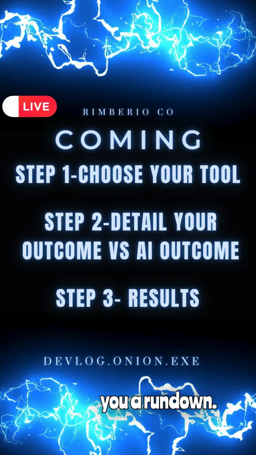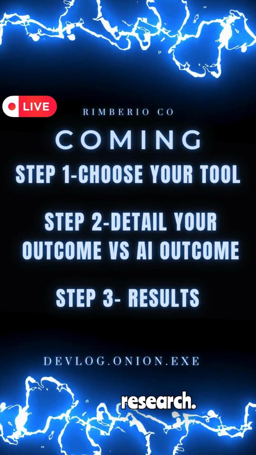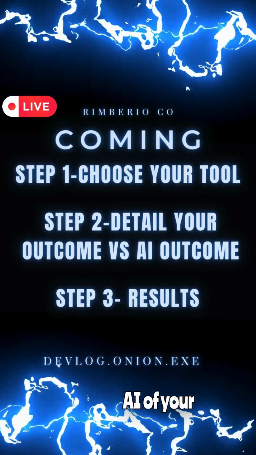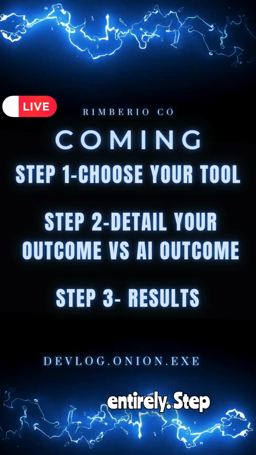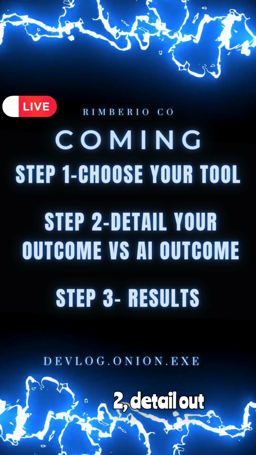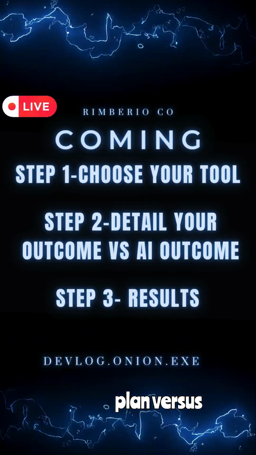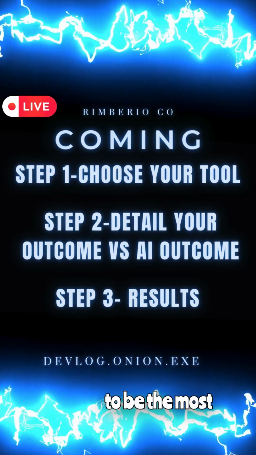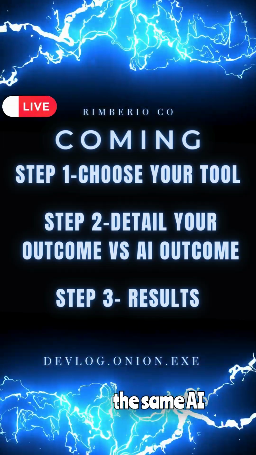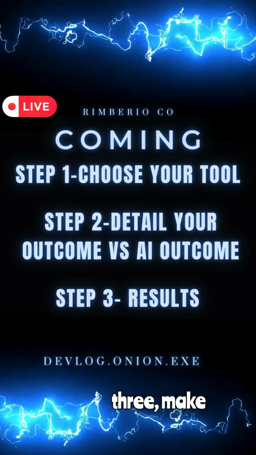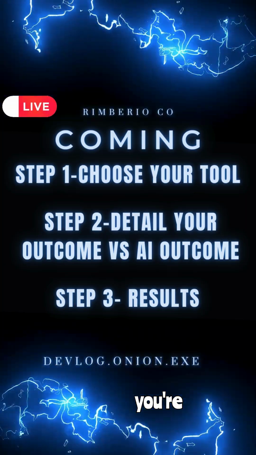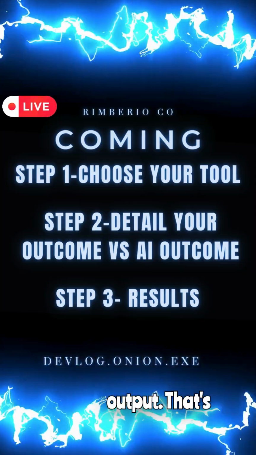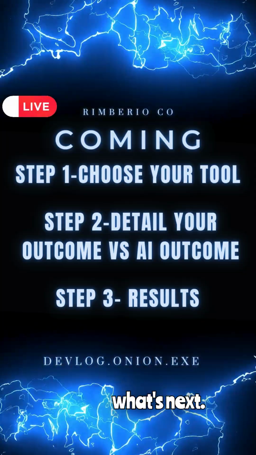Alright, y'all, so let me give you a rundown. Step 1 is going to be research. Whatever tool you use, could be Claude, GPT, AI of your choice, or Google entirely. Step 2, detail out your plan. Have a game plan versus what the output of the AI is telling you. And document all of the bugs. That's going to be the most important thing so you don't keep running into the same AI slop. Step 3, make sure the results is something that you're expecting, or if something is not right from it, keep in mind to explain how you change the output. That's it. Let's see what's next.